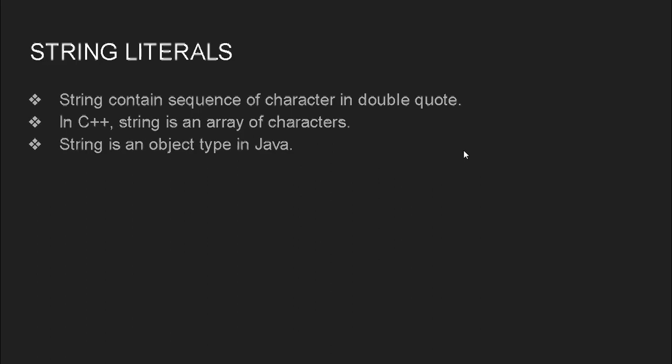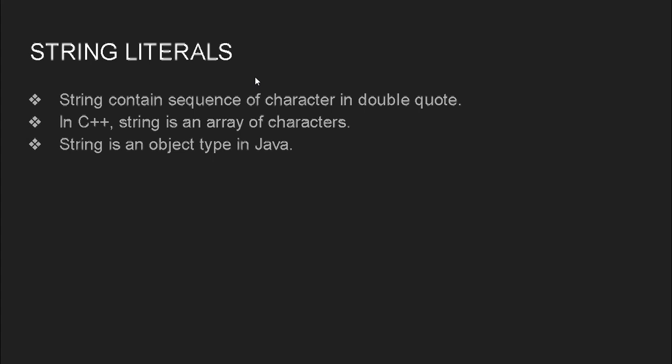Now if I talk about string literals, in C or C++, a string is implemented as an array of characters. However, in Java, string is not an array of characters. String is an object type in Java. It contains a sequence of characters in double quotes. That day I gave the example of YouTube within double quotes. If you write YouTube, then that is going to be a string. Similarly, if in double quotes I write Monday, then that is going to be a string.